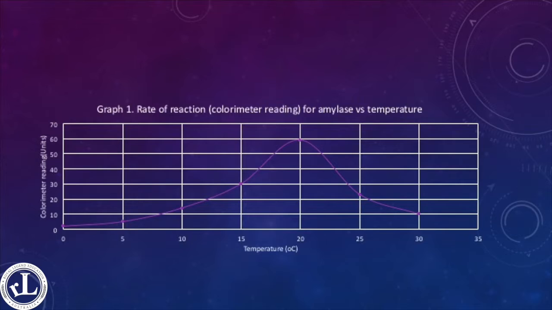Sometimes you might want to label some particular points. For example, for this graph, you might want to label 20 degrees Celsius, which gives a reading of approximately 60. And you can give it a different symbol or a different letter. And you can go on in your discussion to talk about the particular point you've marked on your diagram by referring to it as, say, point A on Graph 1.